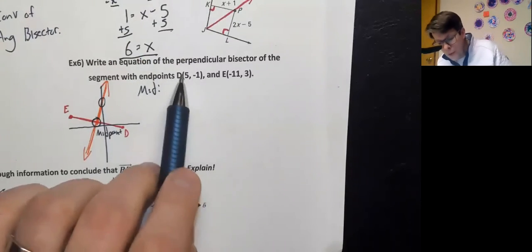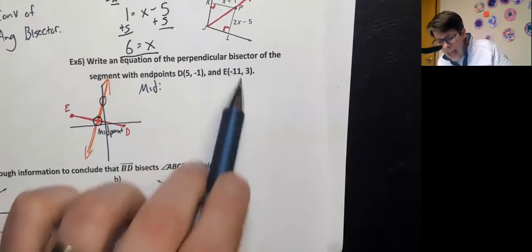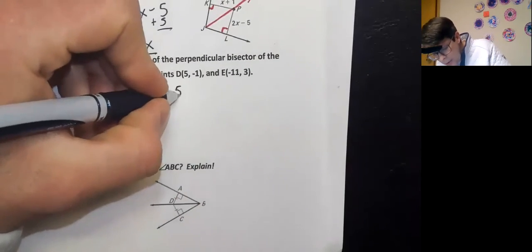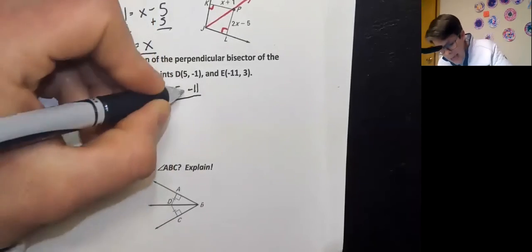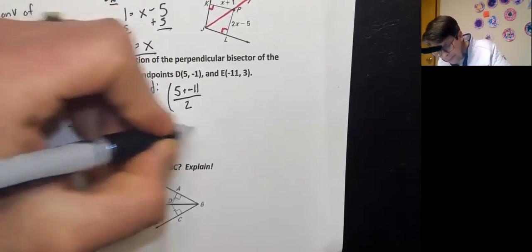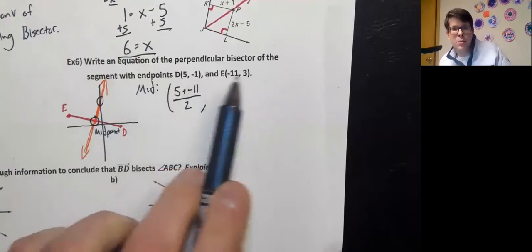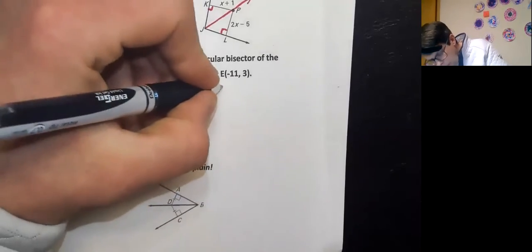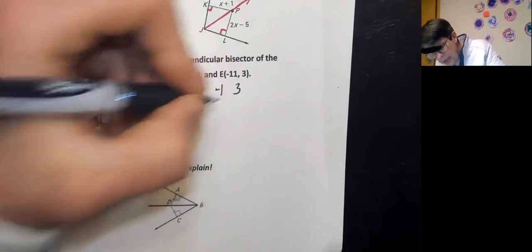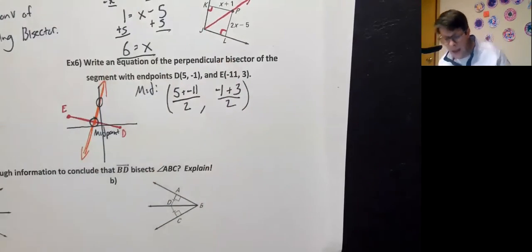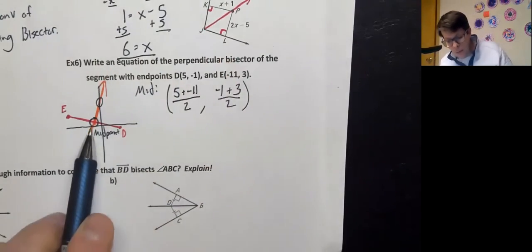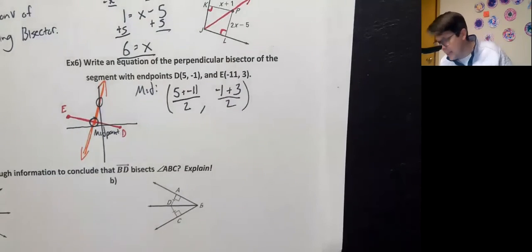And the way the midpoint formula works is you're going to average your x's and average your y's. So I'm going to take my two x values, which are 5 and -11, and I'm going to average them by adding them together and dividing by 2. I'm going to do the same thing with my y values. I'm going to take both of the y values, which is -1 and 3, and I'm going to average them by taking them and adding them together and dividing by 2. This is going to give me the location of the point that is smack dab in the middle of D and E.